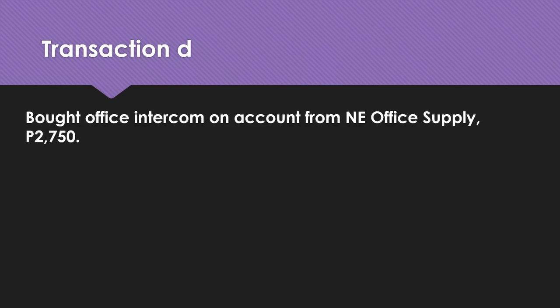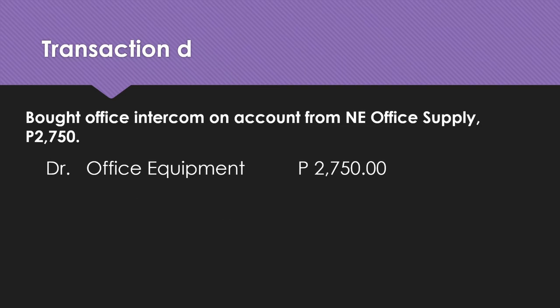You bought office intercom on account from NE Supply, 2,750. Okay. Ano yung nadagdag? Office intercom, kung makikita mo yung account titles mo, okay, so papasok siya sa office equipment. Okay, so naka-receive ka kasi bumili ka. So na-receive siya ng business. Therefore, your office equipment increased. Again, office equipment is an asset, so you debit office equipment 2,750.